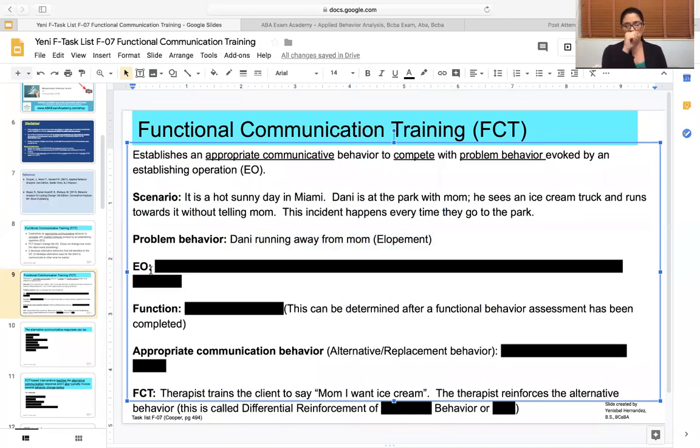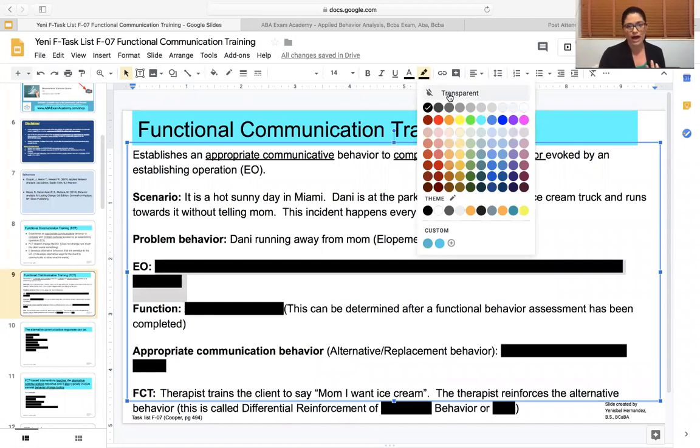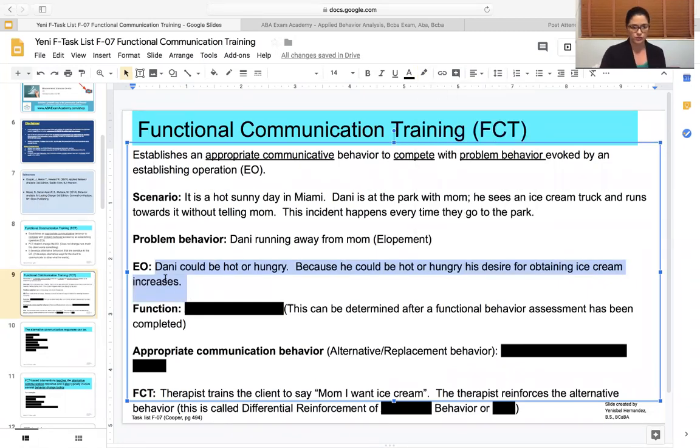So what is the EO? It's a sunny day, so there's motivation for ice cream. I like that in the sense that the sunny day means the EO could be that it's hot, right? Him feeling hot could make him motivated to get ice cream, because the ice cream is more valuable, because it's cold. He's deprived of cold, so he's going to get the cold thing, which is the ice cream. Danny could be hot or he could be hungry. Because he could be hot or hungry, his desire for obtaining the ice cream increases. So there's the EO that we're talking about, right?